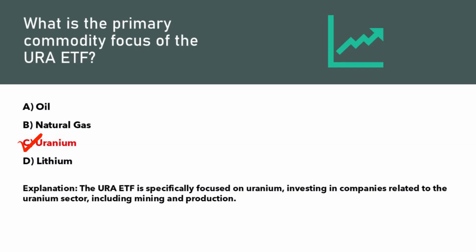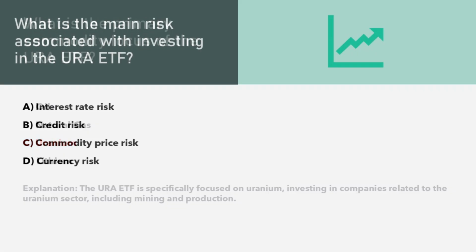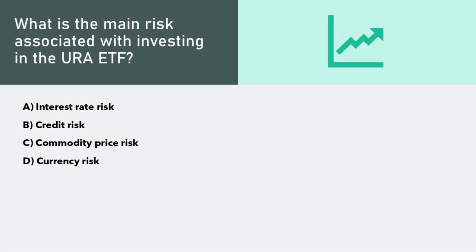Answer: C. Uranium. Explanation: the URA ETF is specifically focused on uranium, investing in companies related to the uranium sector, including mining and production. What is the main risk associated with investing in the URA ETF?